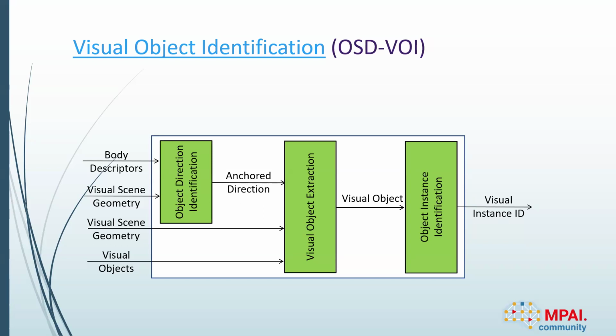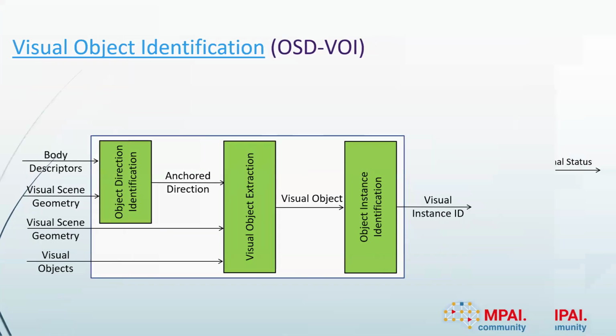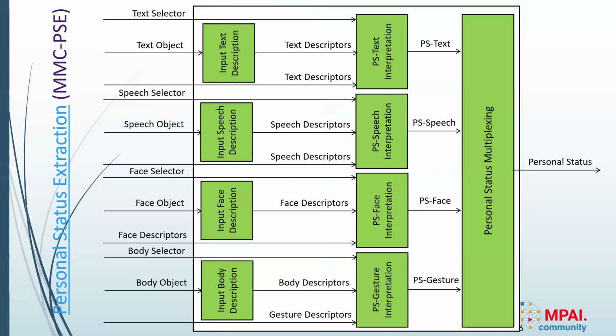Now here's an interesting module for you. It relates to the first participant's personal status. Remember, that's its emotions, cognitive status, and attitudes. The module gathers that information from the participant's face, body, speech, and text. And each such element has a description and interpretation stage. And then all the elements feed into a multiplexer or combiner. And out comes the first participant's personal status, nicely packaged.